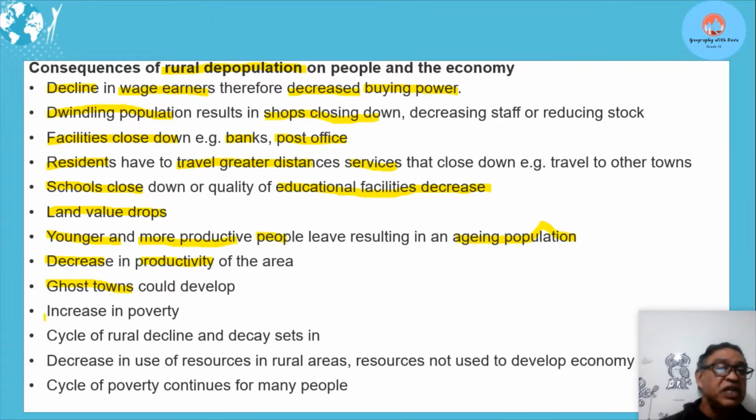Okay, obviously, together with all these factors, there's an increase in poverty. People are unemployed. There's nothing happening. Education systems tend to crash. All right, so people are not improving their quality of life. No money is coming in, so poverty will increase. The cycle of rural decline and decay sets in. It's a cycle, it gets worse.